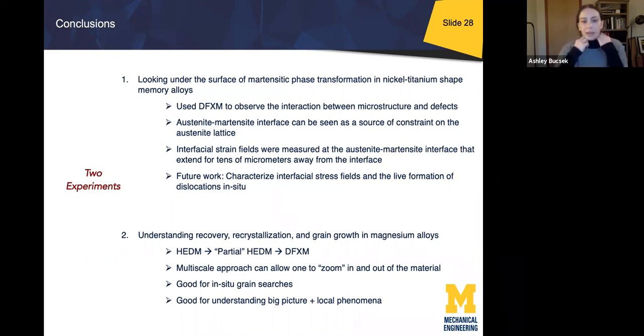And then in the second experiment, I showed recovery, recrystallization, and grain growth in magnesium alloys. I showed this sort of multi-scale approach where we did HEDM, this sort of partial HEDM, and then dark field. This allows us to zoom in and zoom out of the material and ask questions on a higher length scale, but then look on the lower length scale to answer some of them.